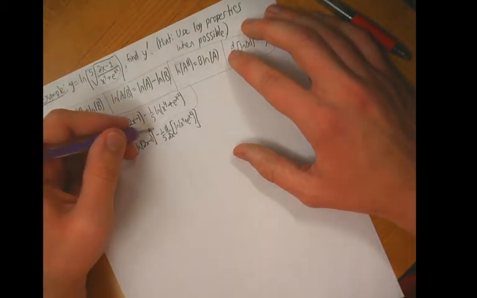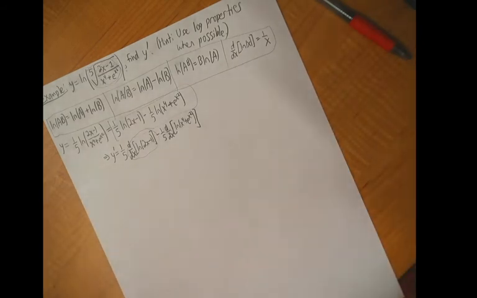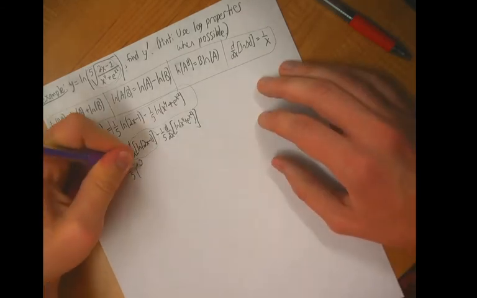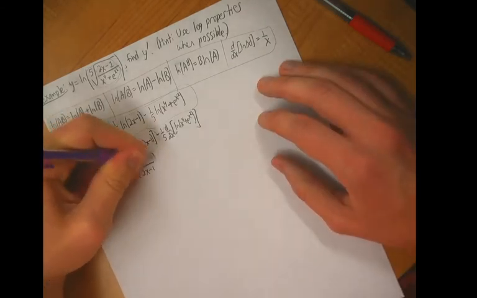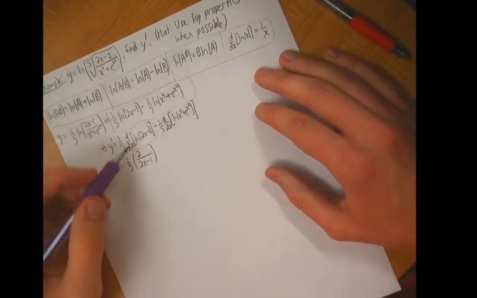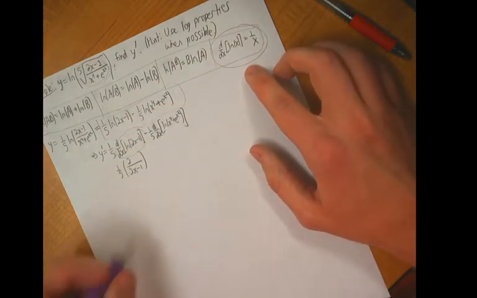So let's take a look at this. If we were to differentiate this part, what will we get as our derivative? Over 2x minus 1. Yep, 2 over 2x minus 1. Good. Because all you're really doing is applying this property up here in conjunction with the chain rule.